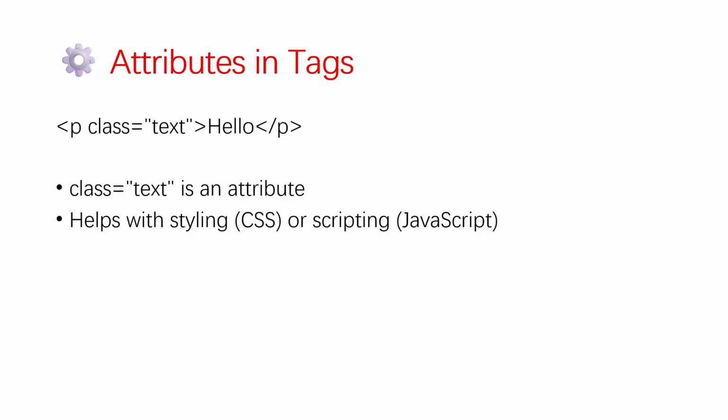Now, what about attributes? Tags often include attributes to provide extra information. For example, a class attribute can be used for styling with CSS or interaction with JavaScript.